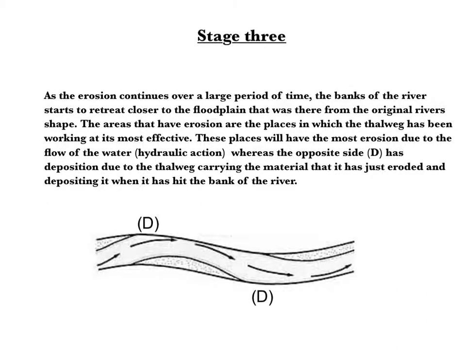As the erosion continues over a large period of time, the banks of the river start to retreat closer to the floodplain that was there from the original river's shape. The areas that have erosion are the places in which the fallweg has been working at its most effective.